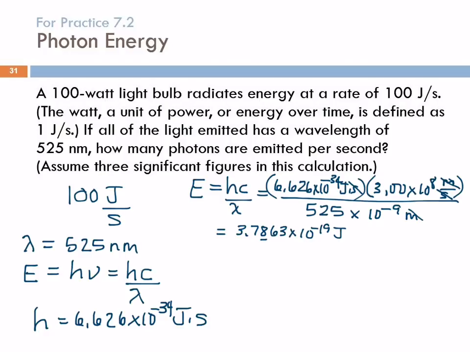So we say, okay, I calculated something. But I'm supposed to calculate how many photons are emitted per second. This energy I just calculated, that's the energy of what? No, it's the energy of one photon of light.